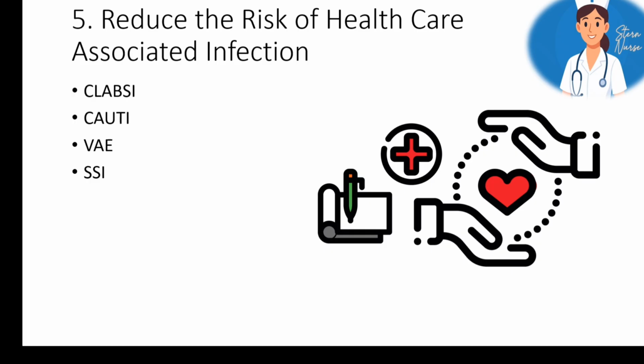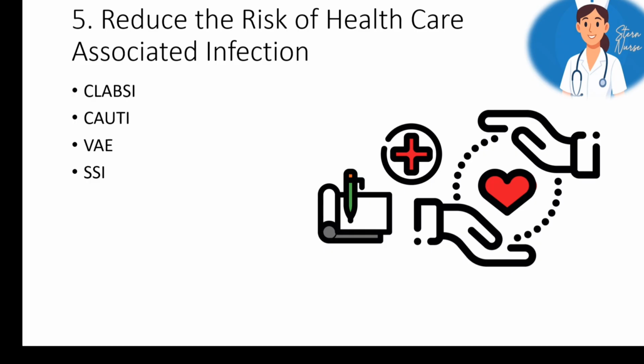Then third is VAE. VAE is divided into 2 parts, that is ventilator associated injury and ventilator associated pneumonia. It is not always seen that pneumonia occurs for the patient who is on ventilator, so that's why they have bifurcated it as injury. If any barotrauma because of vigorous suctioning is occurring, it comes under VAE.